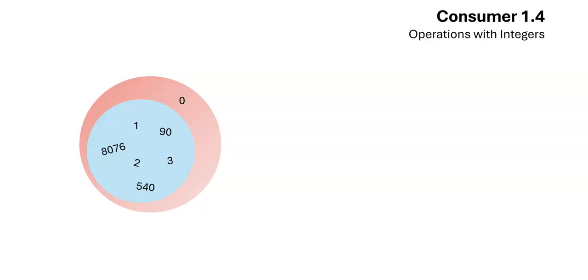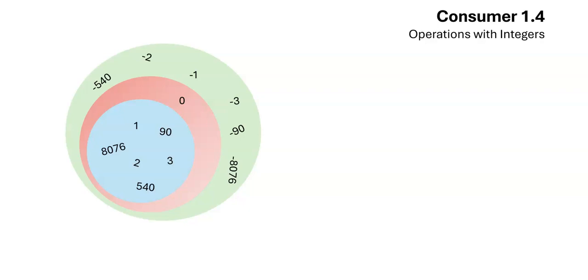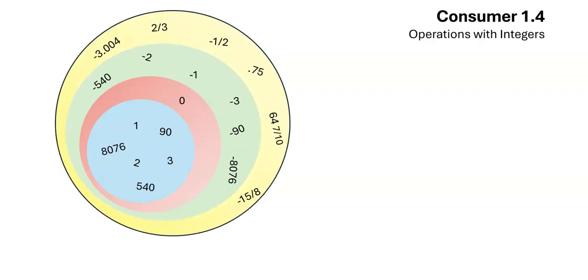The next set includes all of the whole numbers plus their opposites. Those would be the integers. So the integers are everything in blue, red, and green. The next set of numbers would be the rational numbers. Those are all the numbers that are in between the integers plus the integers.